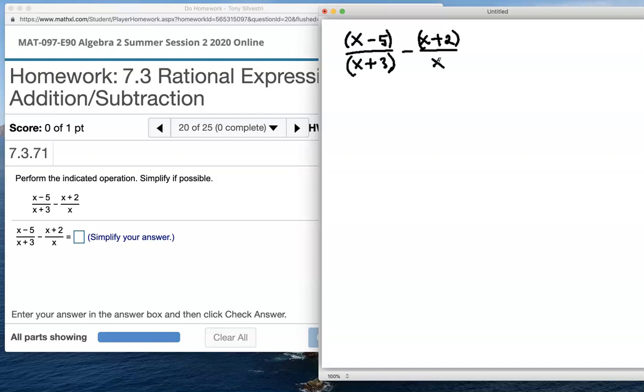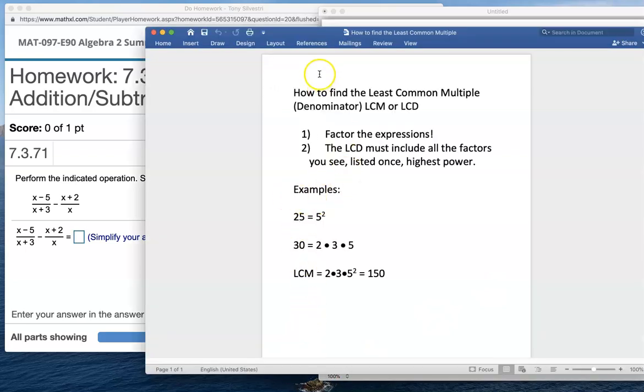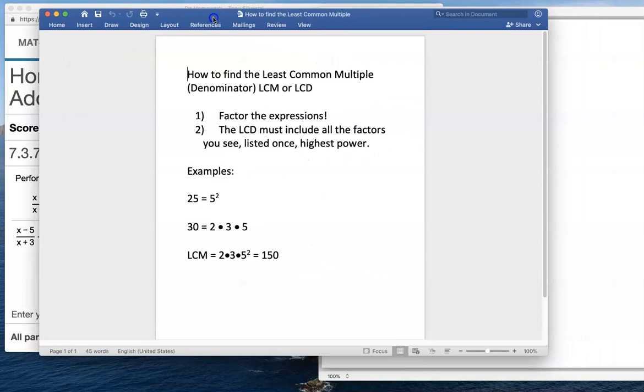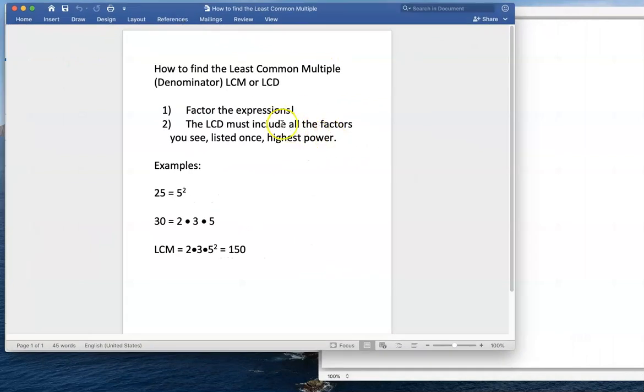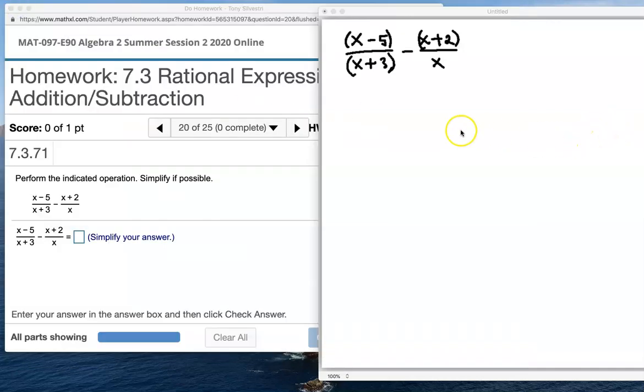Well, what we need to do is follow the guidelines that I have here. Where is it? Right there. It's booting up. And it says, factor the expressions, the denominators, and the LCD must include all the factors you see listed once, highest power. Okay, that's it. Well, x plus 3 is x plus 3. You can't do much with that. You can't factor it. It is what it is. And so x is x.